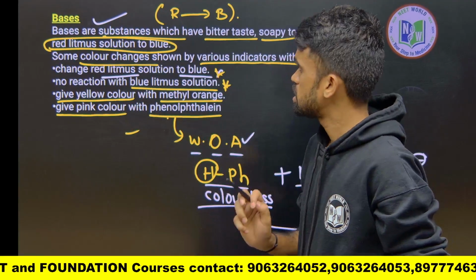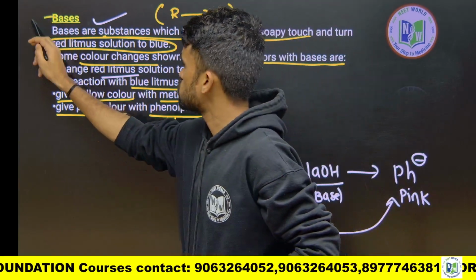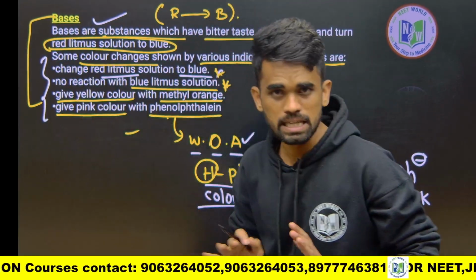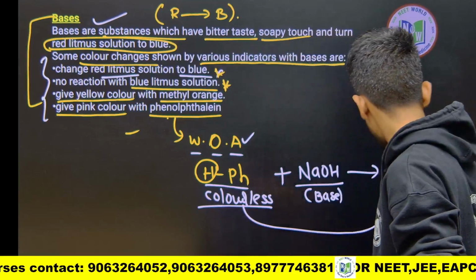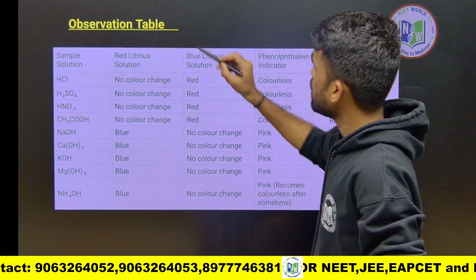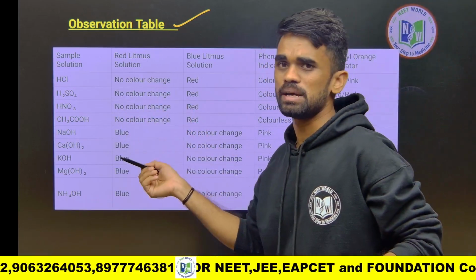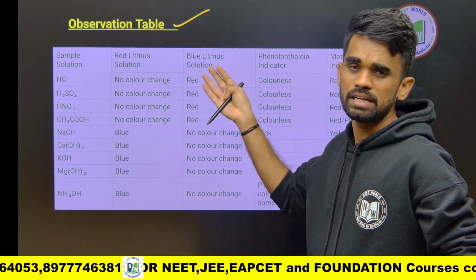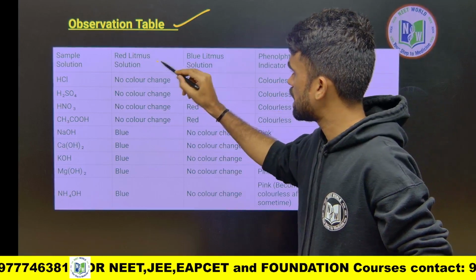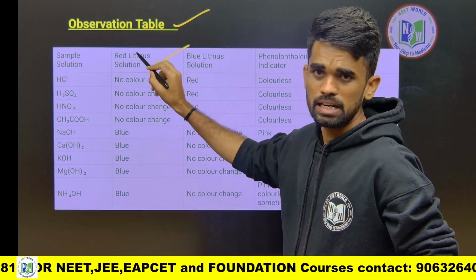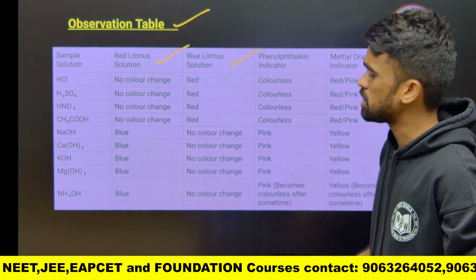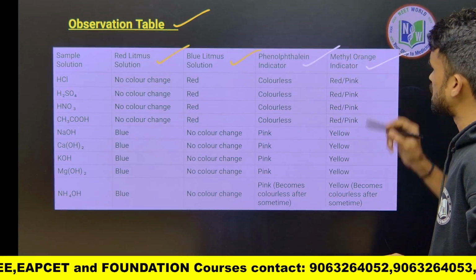This is the change you will need to remember when it comes to the bases. Hope it is clear and very simple to understand, right? Now, what are the observations we can make when we add some acids and some bases while taking different indicators? In the first case I have taken red litmus solution, then blue litmus solution, phenolphthalein indicator and methyl orange indicator.